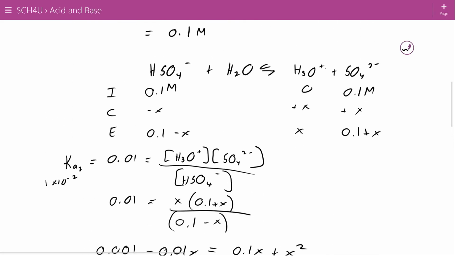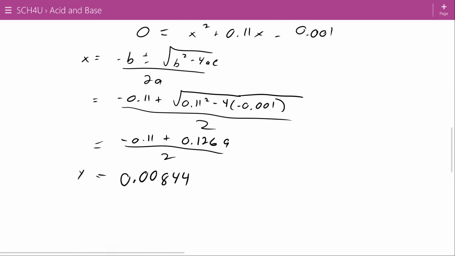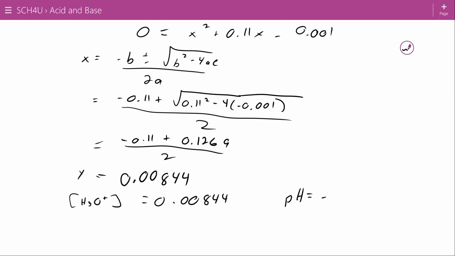Now all the way back up here, looking at my original equilibrium, this is an acid equilibrium with water still, so I'm still producing hydronium. So this is my concentration of hydronium, which if I'm looking for my pH directly, means I can just log it. So I get 2.07.